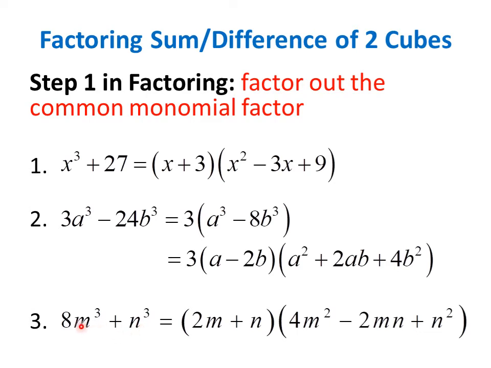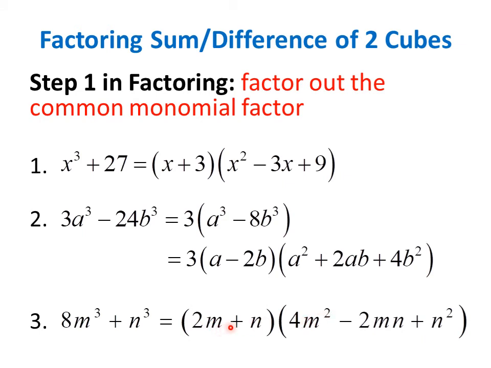To factor, let's get the cube root of 8, that's 2. Cube root of m cubed, that's m. Okay, plus, you have the same operation. Cube root of n cubed is equal to n. To write the trinomial factor, let's get the square of the first term here, 2m. Square of 2, that's 4. Square of m, that's m squared.